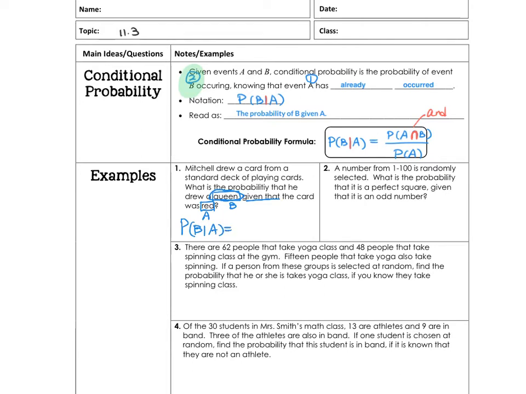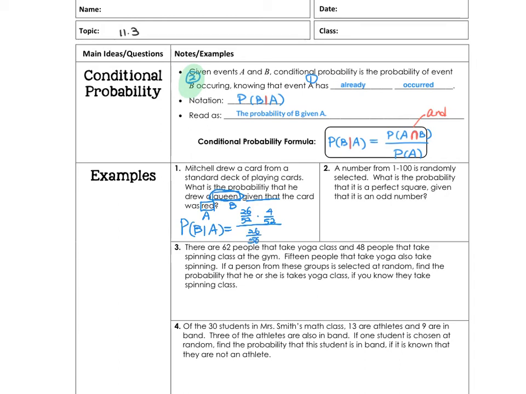Now, we know the probability of A is to draw a red card out of 52. So out of 52, I have 26 red cards. That's my P of A, probability of A. And then probability of B, which is I only have 4 queens out of 52 cards. And the probability of the two happening together, P of A and B, I have to multiply these two fractions together and then divide it by probability of A, and that's an easy one.